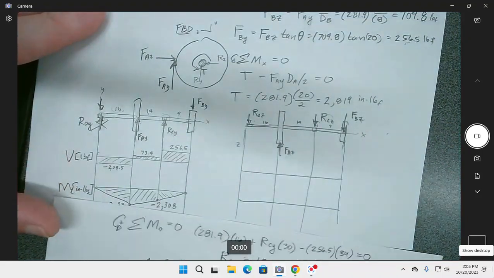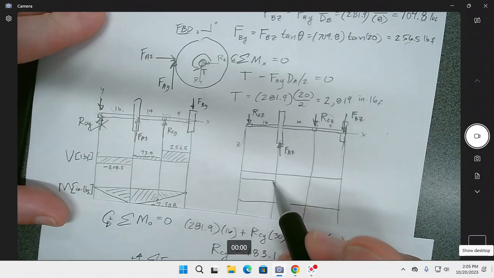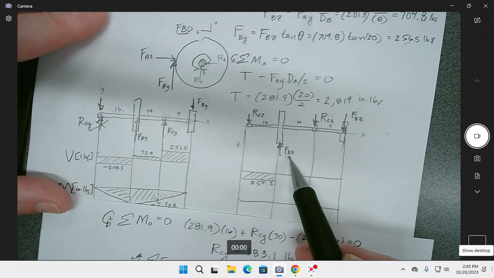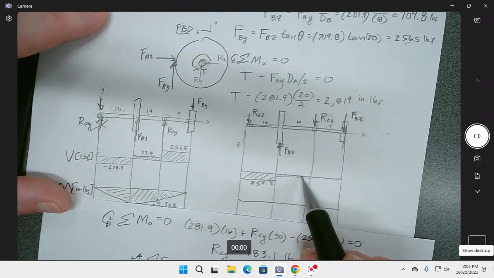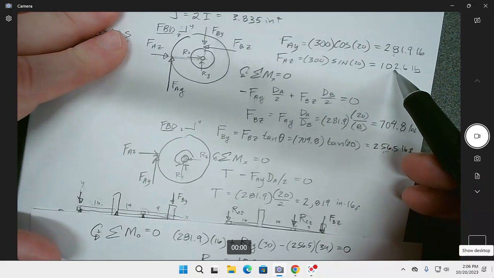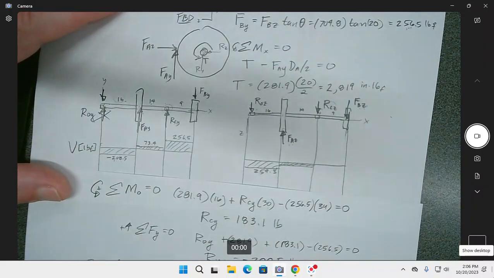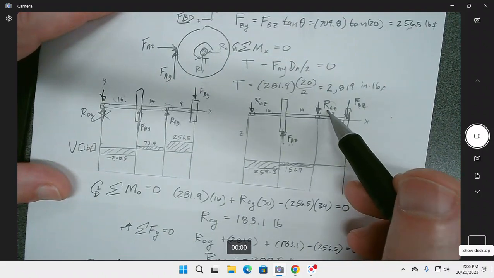All right, so the same thing over here for our rods. We found that it was going in the positive direction at 259.3. Then we went up with the RAZ, which was 102.6, going in the negative direction. So I'm going to subtract it from 259.3, and we're left with 156.7. And then this is going to go downwards.